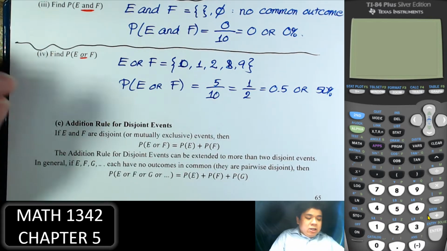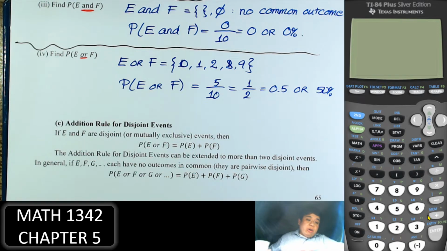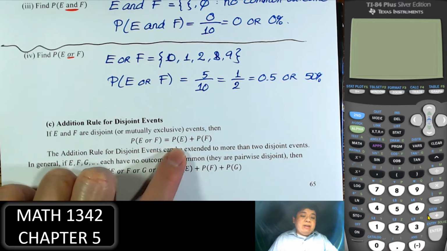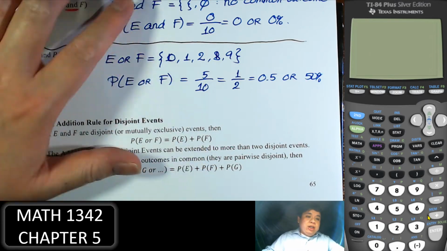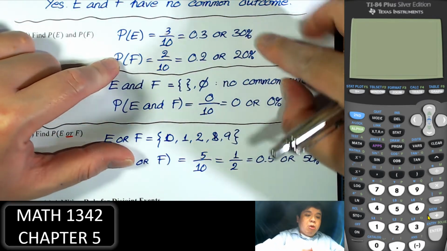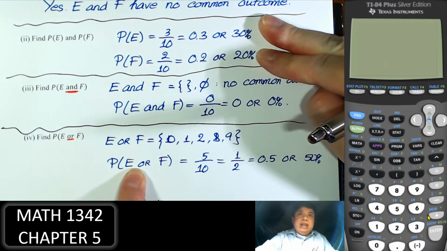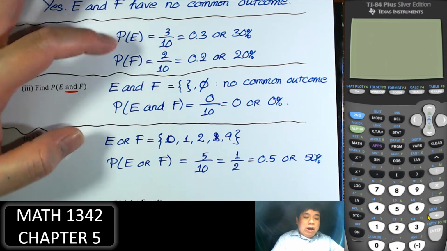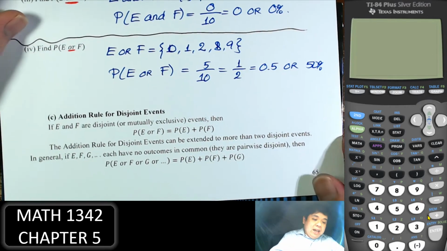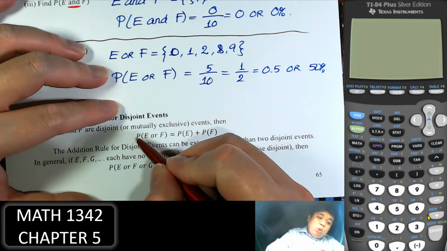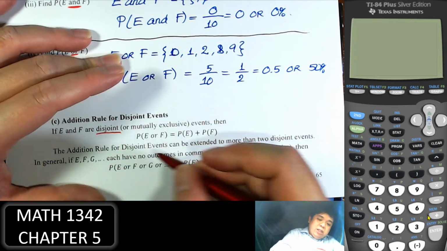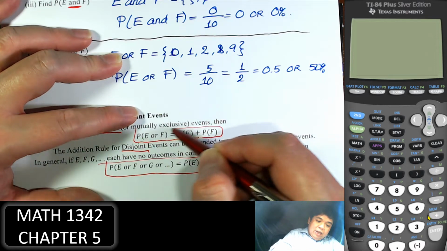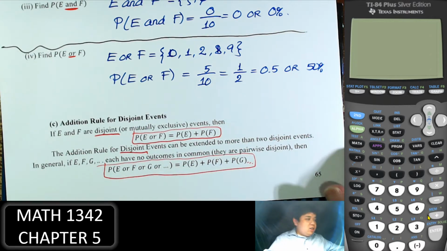So the addition rule says that if E and F are disjoint or mutually exclusive, then the probability of E or F is equal to the probability of E plus the probability of F. As you see, the probability of E is 30%, the probability of F is 20%, and the probability of E or F is 50% when we just add these two together. Now, that is when they are mutually exclusive or disjoint. If they have something in common, then the rule will change later. But for now, this is for disjoint events. We just add them. Maybe not just 2, maybe more than 2 events, we can just add them.